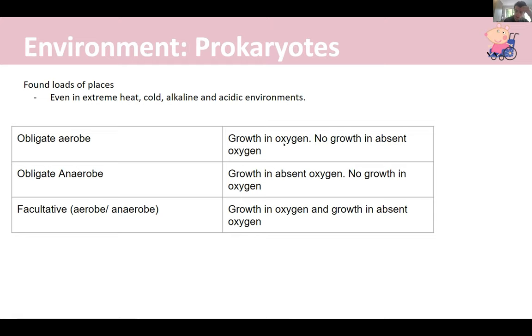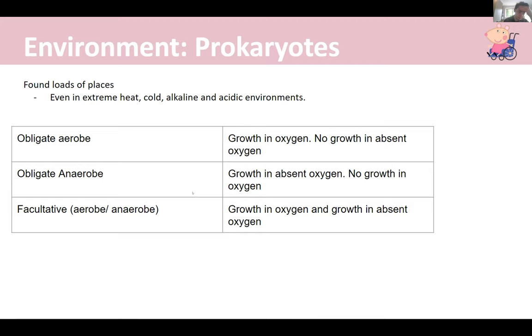So some pathogens can be gram negative or gram positive. Another word to classify them is these little words over here, which no one ever explained. So I thought maybe I would. An obligate anaerobe grows in an absence of oxygen. So there's no growth in oxygen. And a facultative anaerobe can grow in oxygen and grow in absence of oxygen. So it can grow in both.